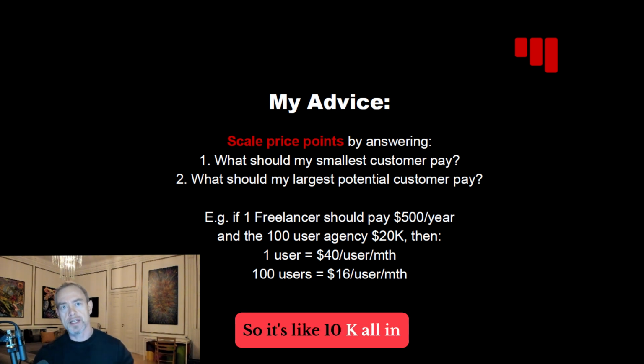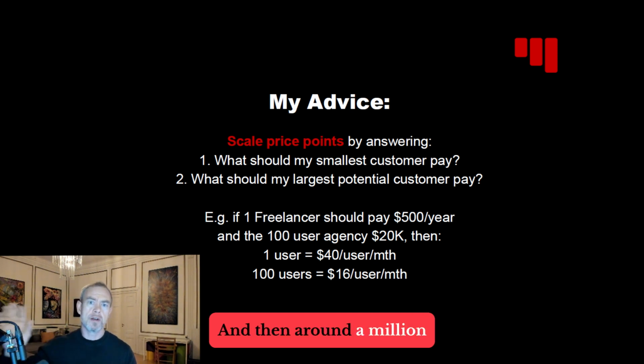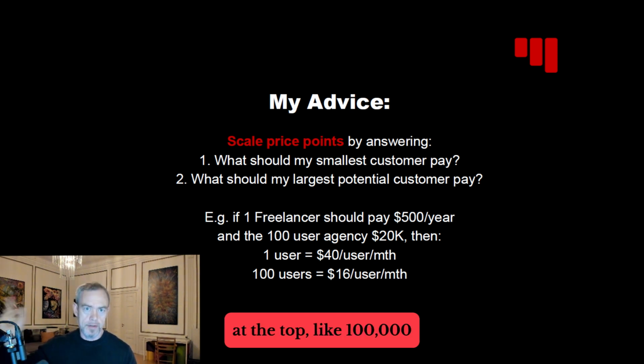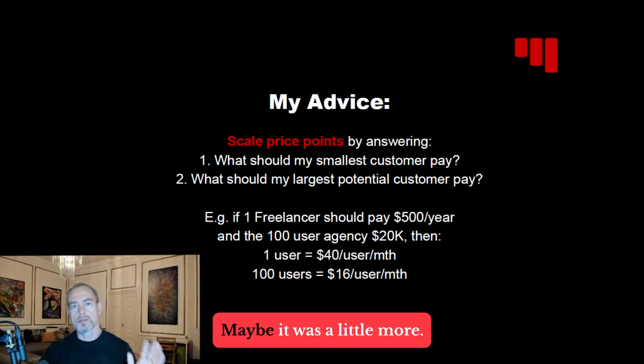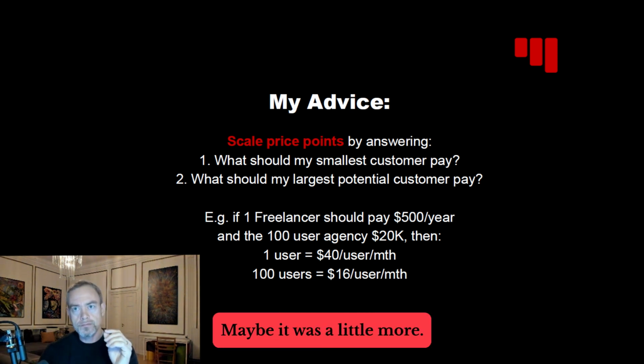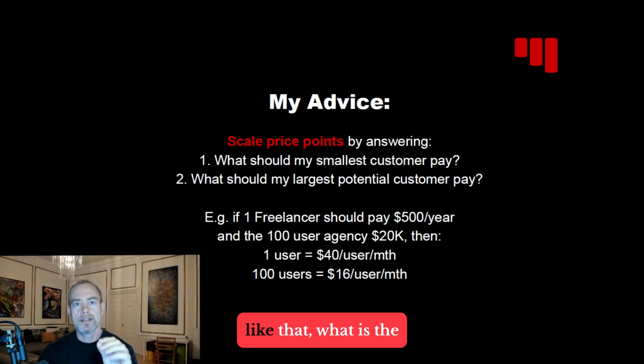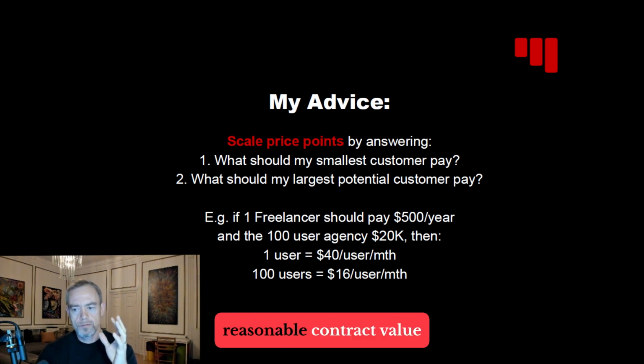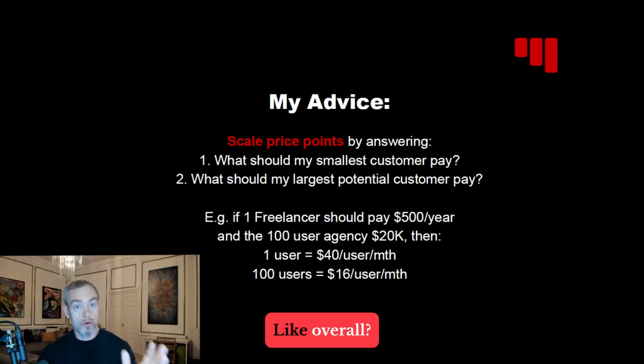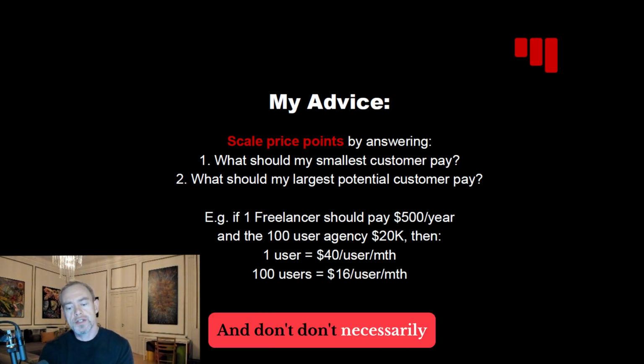So it's like 10K all in, $100 times 100 teachers. And then around $1 million at the top, like 100,000 teachers times 10, something like that. Maybe it was a little more. But if you consider it like that, what is the reasonable contract value for the market, like overall? And don't necessarily just look at the 5 customers you have in your pipeline now. Look at the market you actually want to approach and say, okay, so these are it.